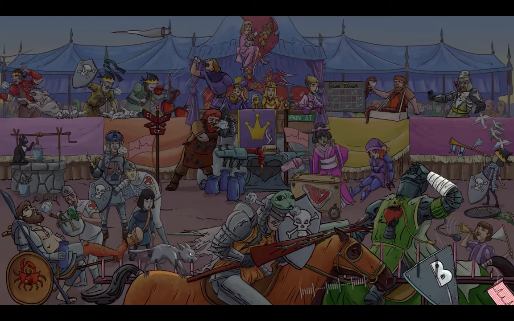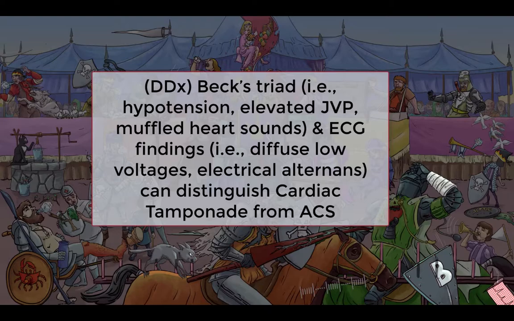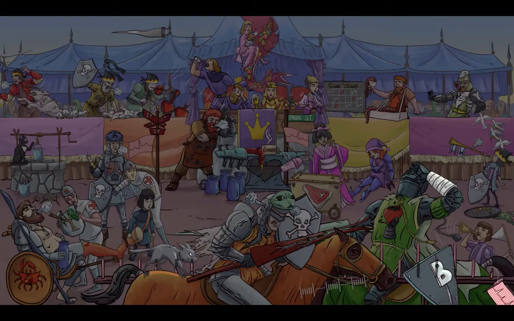Continuing on our list of life threatening conditions on the differential for ACS, let's talk about cardiac tamponade. Look for the characteristic Beck's triad: hypotension, elevated JVP, and muffled heart sounds on exam. But be aware that you won't see it in many patients presenting with tamponade. On ECG, diffuse low voltages and electrical alternans are the unique features that'll help you distinguish cardiac tamponade from acute coronary syndrome, so look closely.